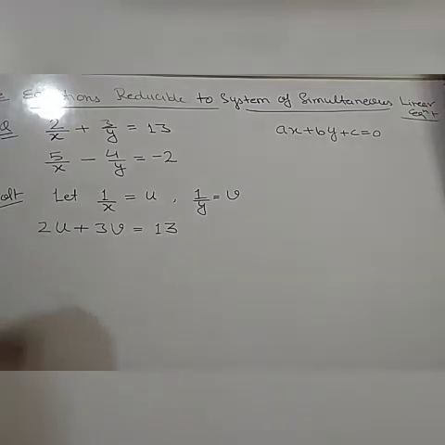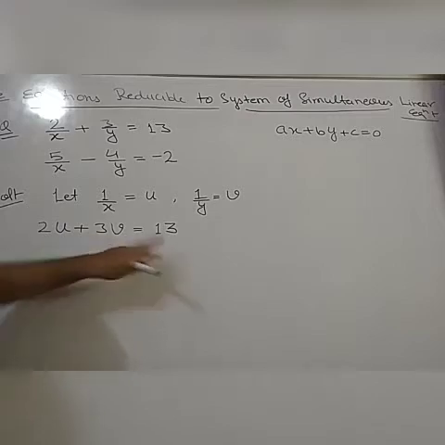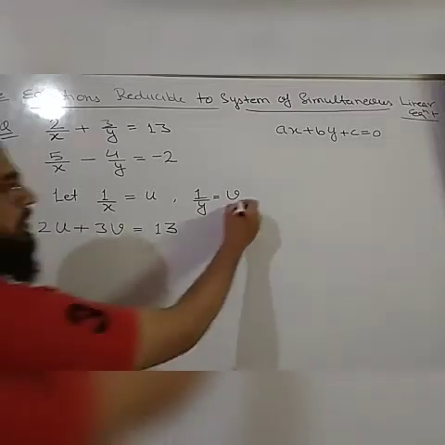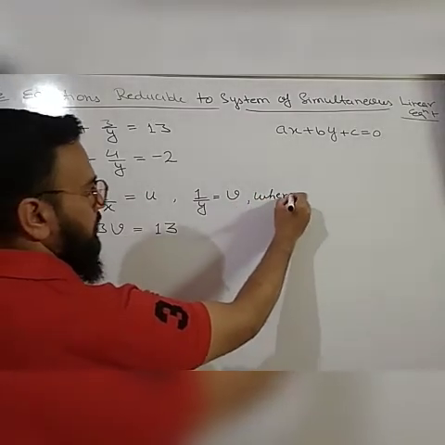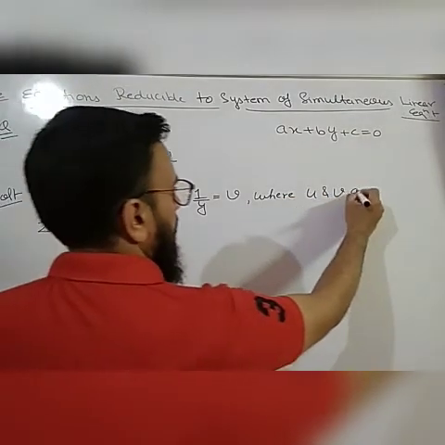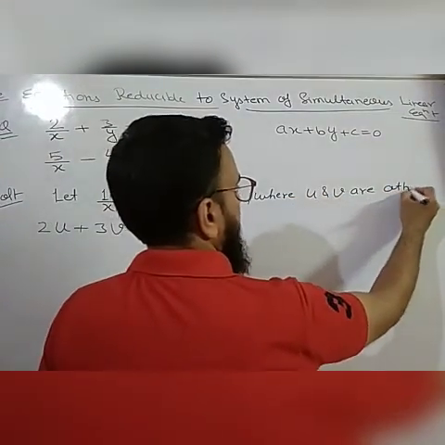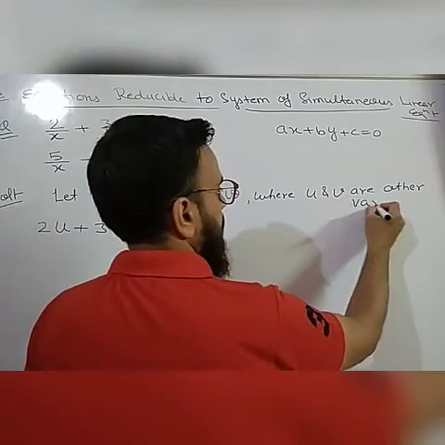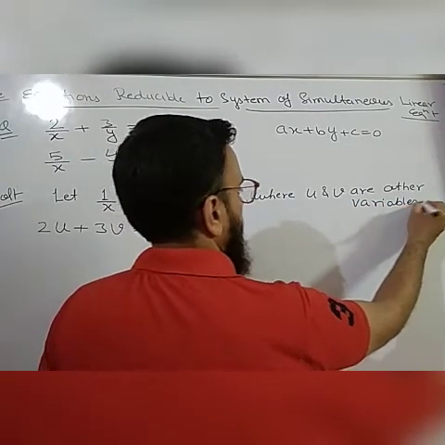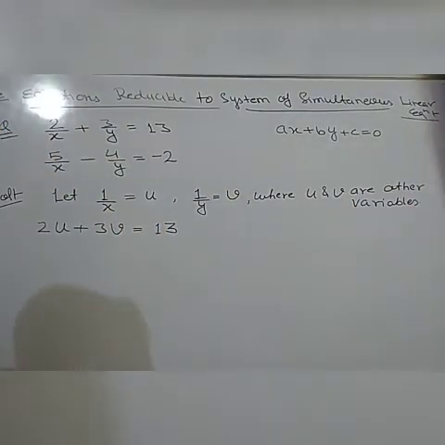Okay. So the first equation is converted in this form: 2u plus 3v is equal to 13, where u and v are other variables.